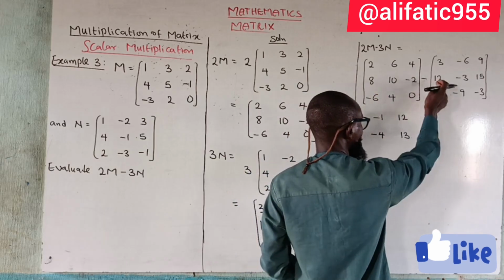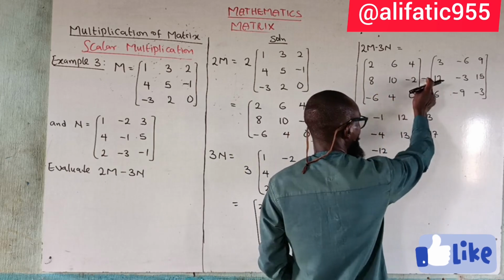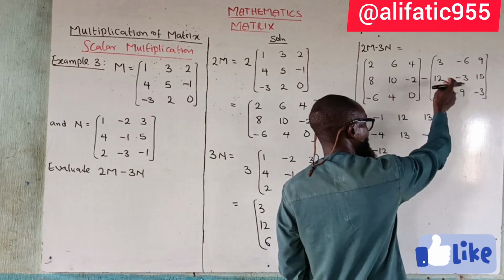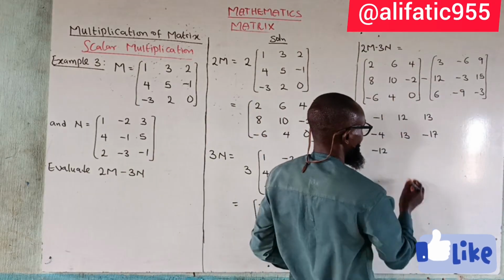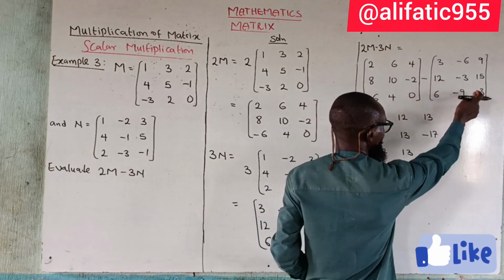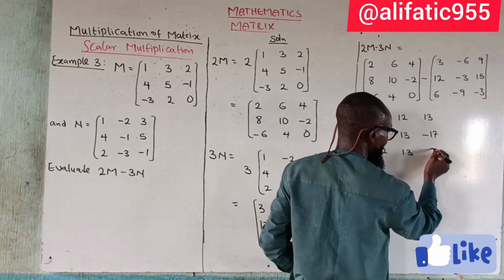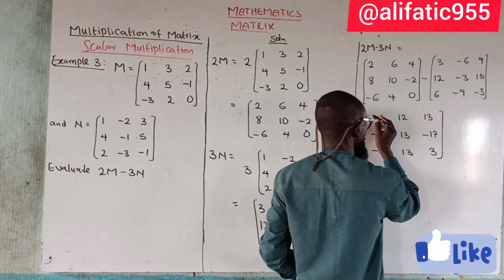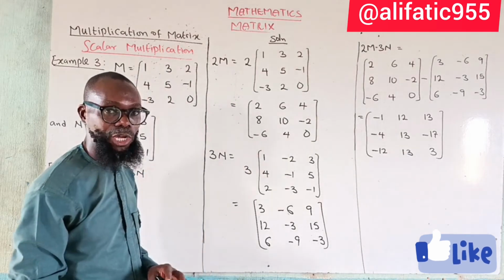Minus 6 minus 6, minus 12. 4 minus minus 9. Minus times minus, then we have plus. Then 4 plus 9, I'm going to have 13. Then 0 minus minus 3. Minus times minus is plus. 0 plus 3, I have 3. So this is our answer for 2M minus 3N.